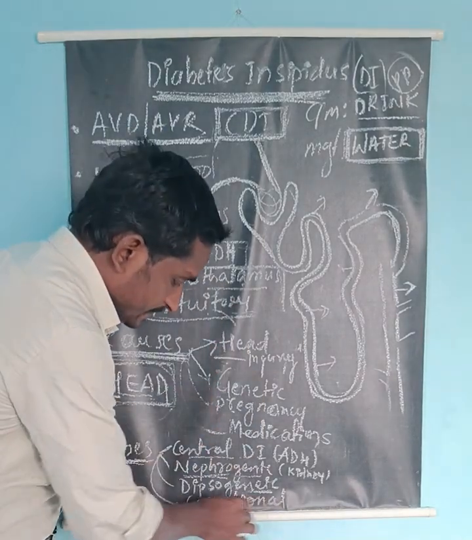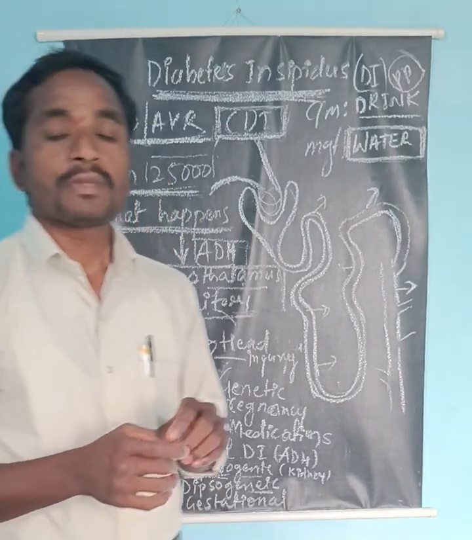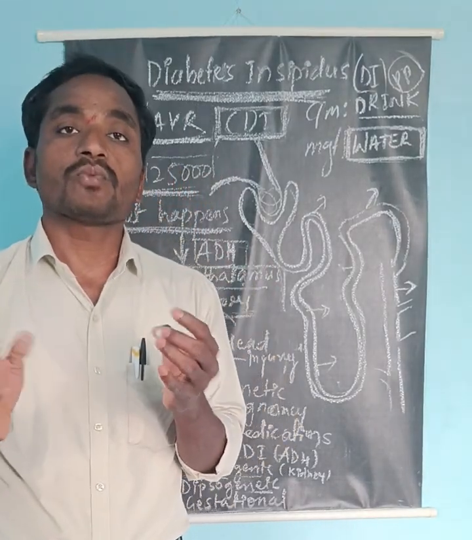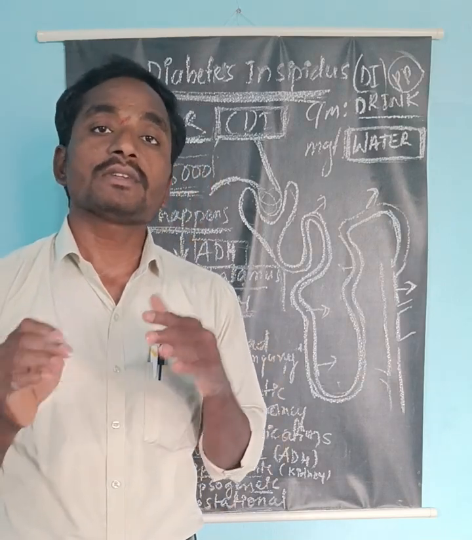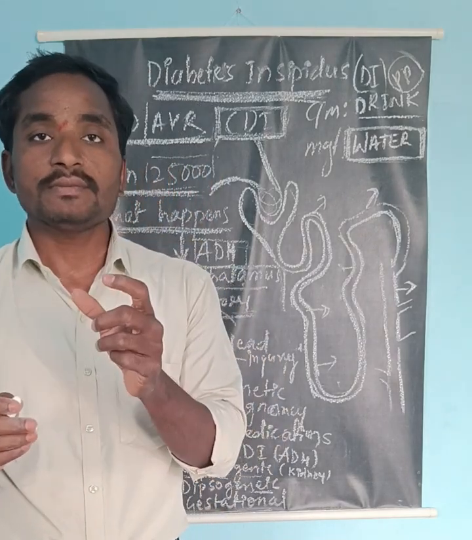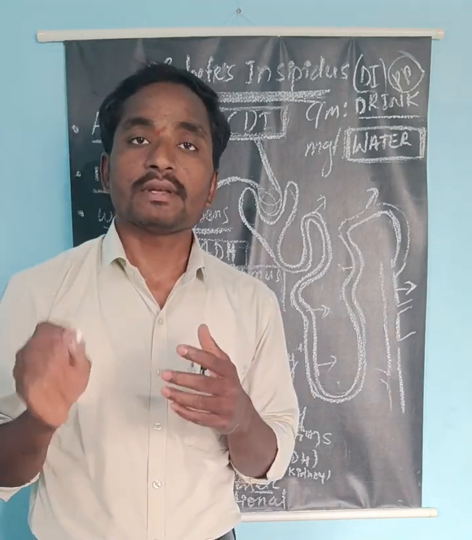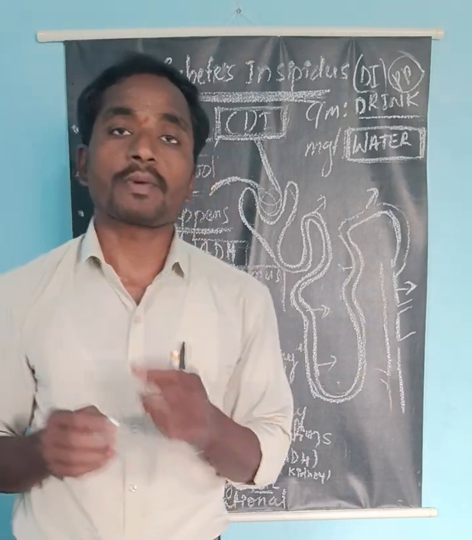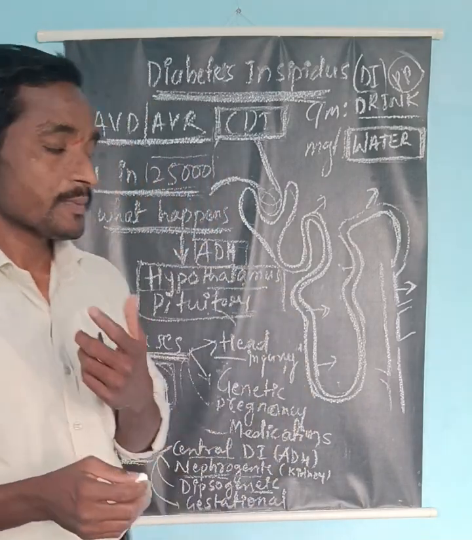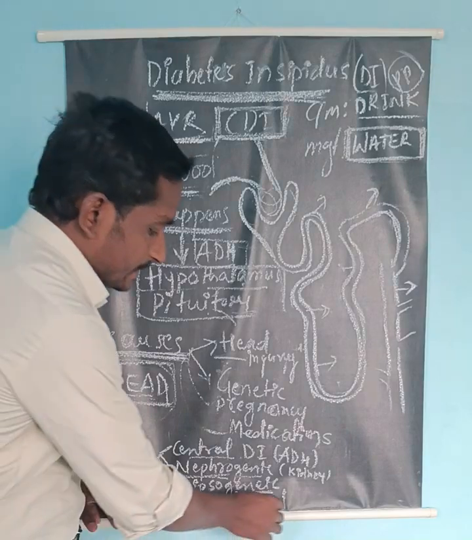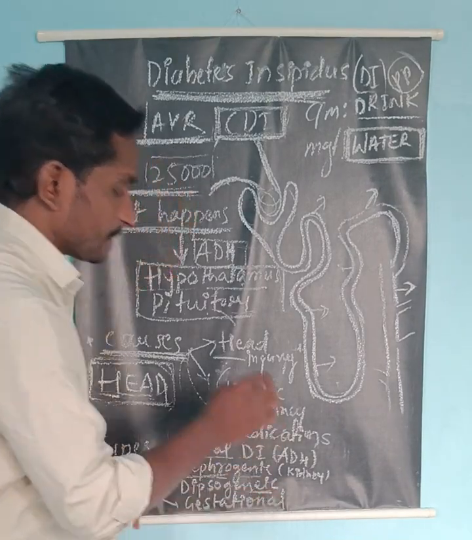Now come to gestational diabetes insipidus. What happens in gestational diabetes insipidus? The placenta also secretes vasopressinase, which adversely affects the arginine vasopressin and doesn't allow it to work properly. So it may lead to loss of more water from the body, and it may lead to a condition called gestational diabetes insipidus.